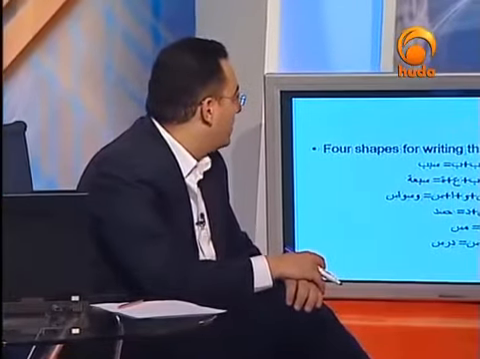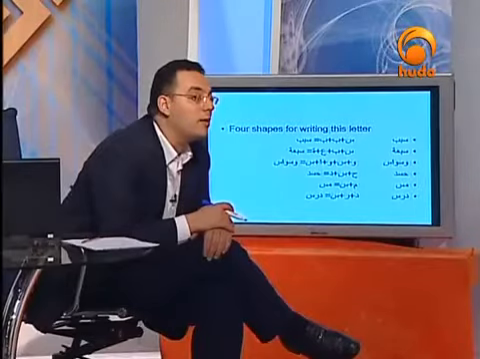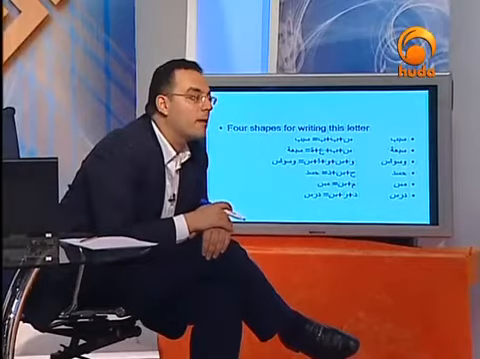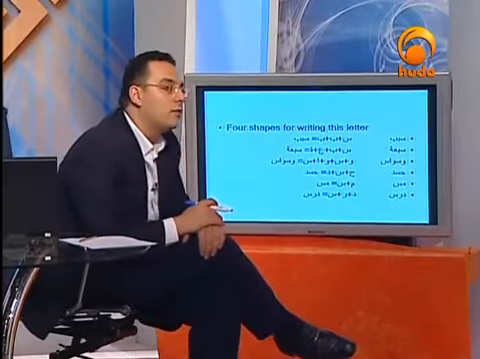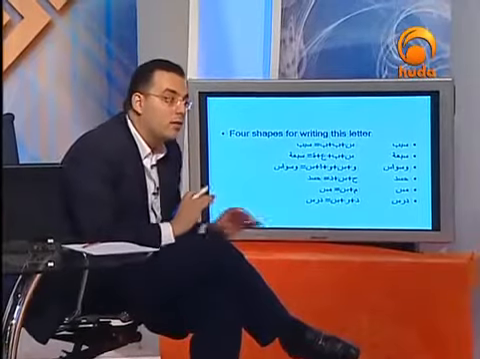Now, I'd like to move on to the 4 shapes for writing this letter. Can you see that? Sabab, sab'a. I would repeat that again. Please follow me in pronouncing them. So, sabab. Sab'a. Let me just say hasad. Let me just say dars. Because again, we're going to discuss more about the differences between sad and dad, which are other heavy or emphatic sounds.